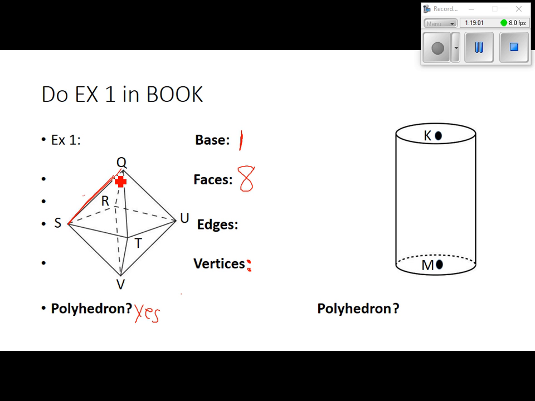The edges, each one of these is an edge, so we could just count them. There's 4 there, another 4 there, that's 8, and then there's 4 down here along the bottom, so it's got 12 edges. And then the vertices are just the corners. 1, 2, 3, 4, 5, and 6. It's got 6 vertices.